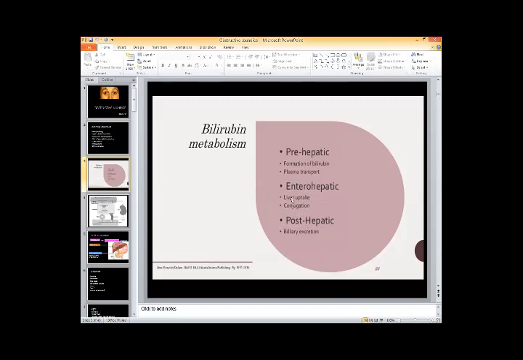So this is post-hepatic. These two, pre-hepatic and hepatic, are actually medical conditions. Generally, they are due to some medical problem, so they are dealt with by a physician. But the post-hepatic or obstructive jaundice is generally due to some surgical condition, and it is treated by the surgeon. So we focus more on the post-hepatic phase.